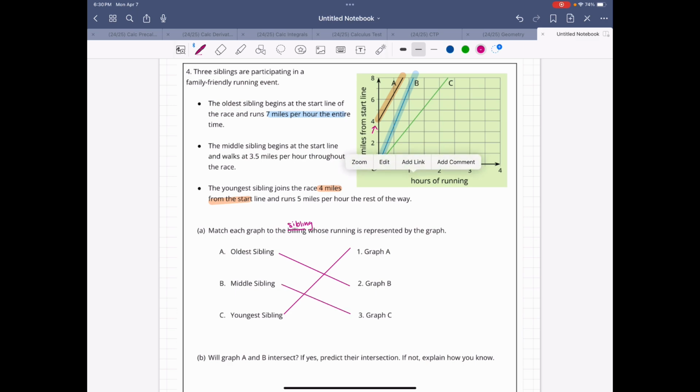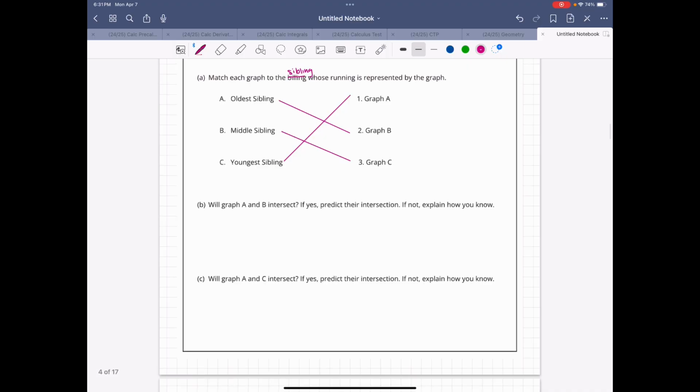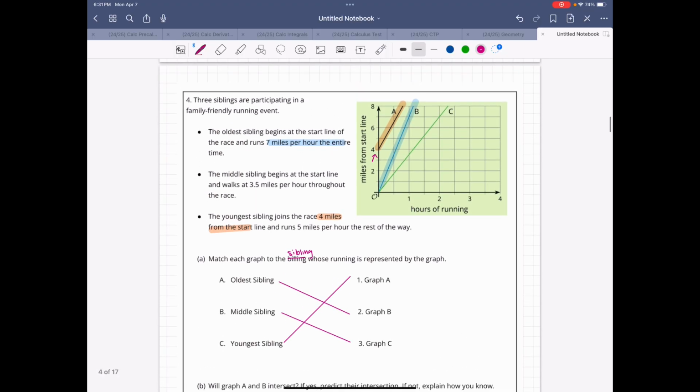So once we identify those parts, in part B, we're asked, will the graph A and B intersect? If yes, let's predict their intersection. So let's look at graph A and B. You can see that if we were to continue this in this direction, these aren't very straight lines, that yeah, they would in fact intersect. And we can kind of guesstimate. So we know that it's going to be to the left of 1 hour, but it's not going to be quite 2 hours. So my guess would probably be it's around 1.5 hours of running.